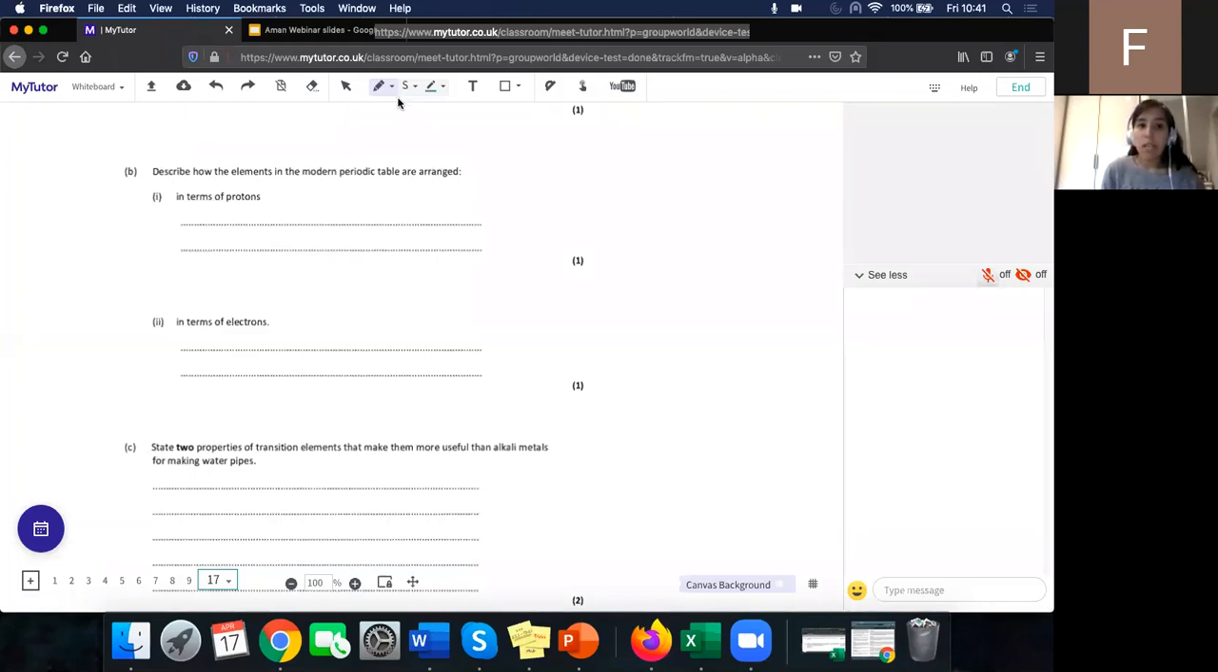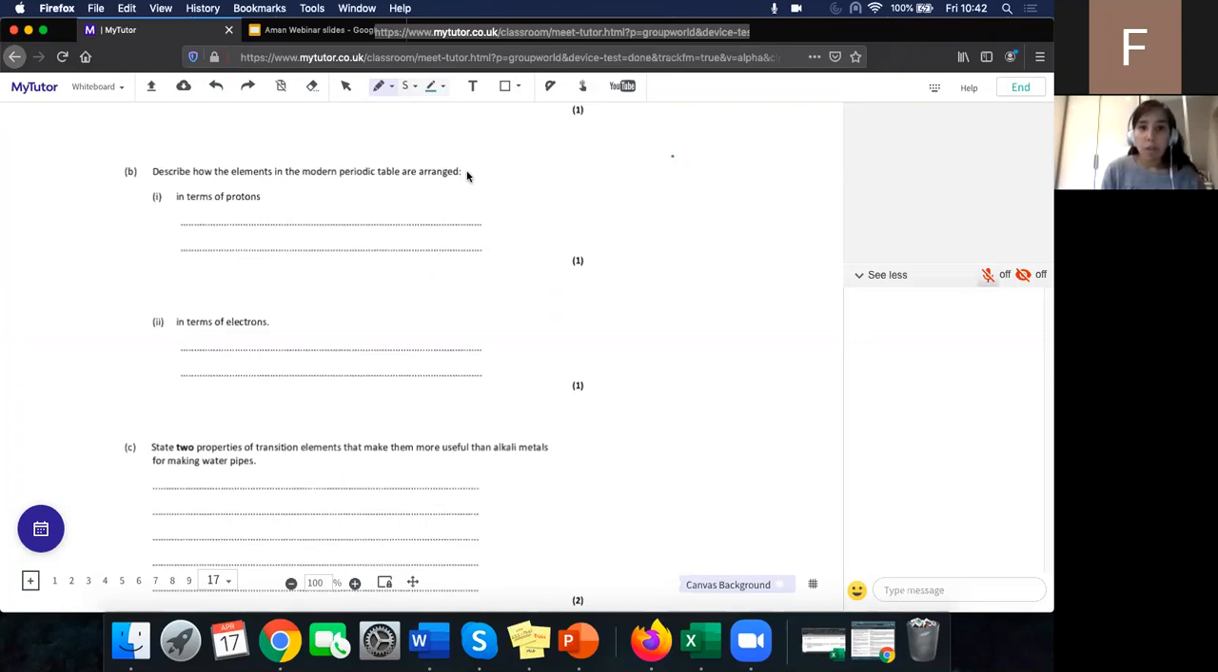Well done. In terms of electrons, how are they arranged? Groups, yes, it's to do with the outer shell. Well done. So I said titanium doesn't rust. Why is titanium used for jewelry? Again, because it doesn't rust, doesn't react. Same like gold doesn't tend to react, and sterling silver doesn't tend to react. That's why a lot of jewelry is made from that.